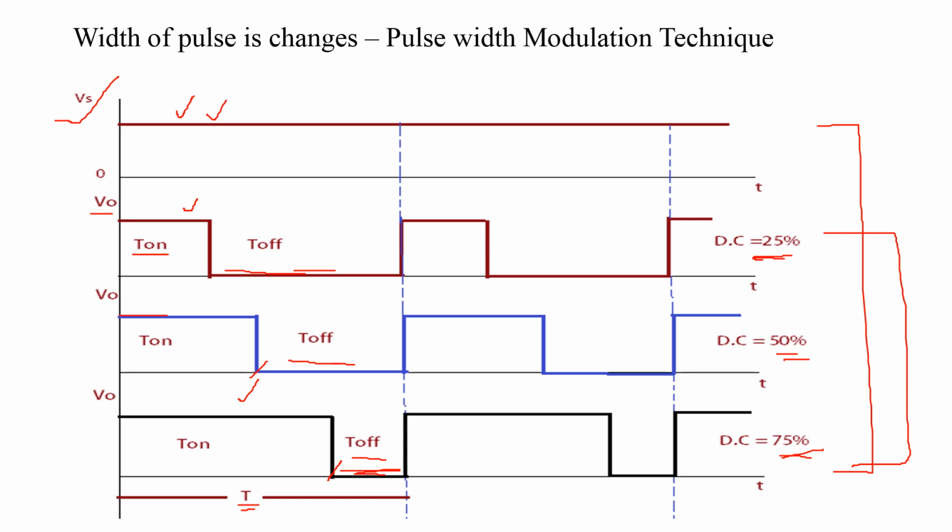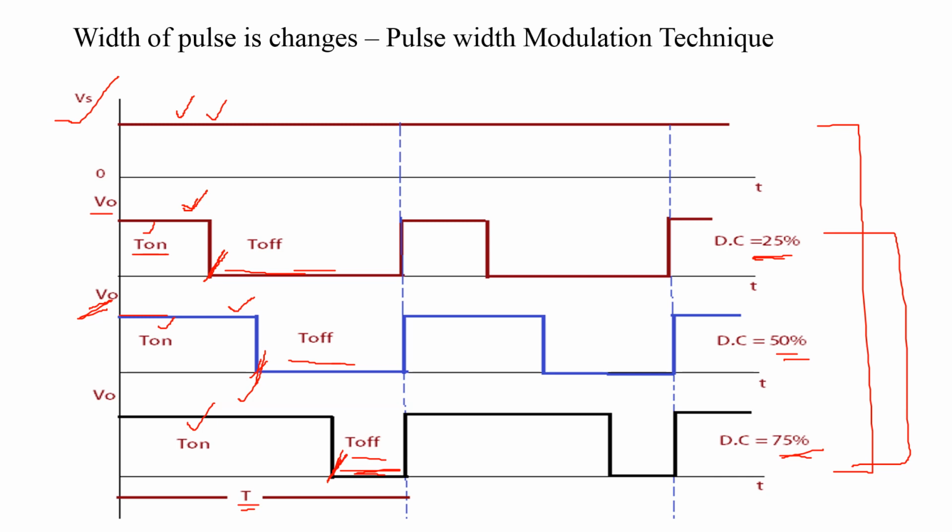This means in these cases we vary the on time. Depending upon the on time of the chopper we get the output voltages. And in each case the width of the pulse changes: in 25% this is the pulse width, in 50% this one is the pulse width, and in 75% this one is the pulse width.